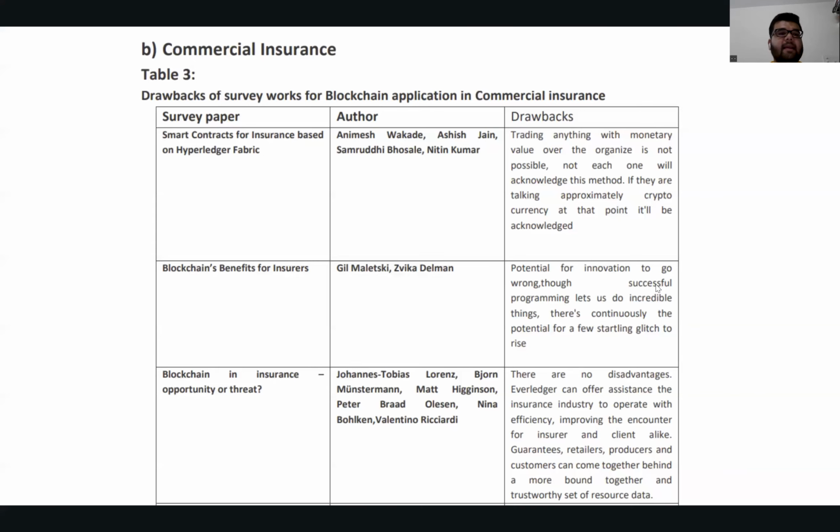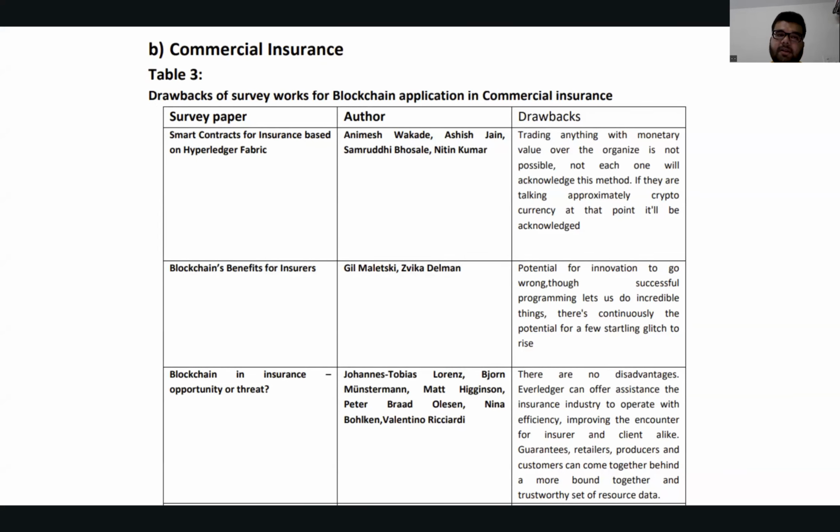Moving on to the next slide, this table talks about the commercial insurance and the drawbacks of the survey works for the blockchain application in commercial insurance. The first survey paper here talks about smart contracts for insurance based on Hyperledger Fabric. The authors are Animesh Wankede, Ashish Jain, Samruddhi Bhosle, and Nitin Kumar. The drawbacks shown here are trading anything with monetary value over the network is not possible. Not everyone acknowledges this method. If they are taking cryptocurrency at this point, it will be acknowledged.